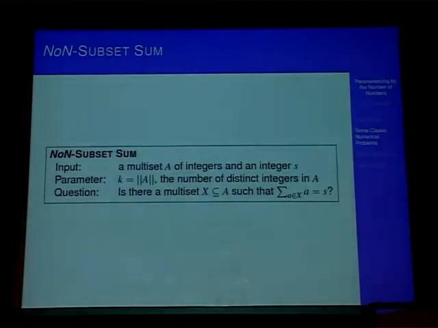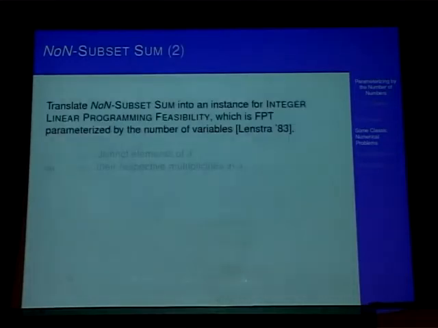It might take some time, but when I tell you that you use integer linear programming, you can quickly see that this problem becomes fixed parameter tractable. In integer linear programming, the input is an integer program. All variables must be integers. And the parameter is the number of variables. This problem has been shown to be FPT by Lenstra in '86.